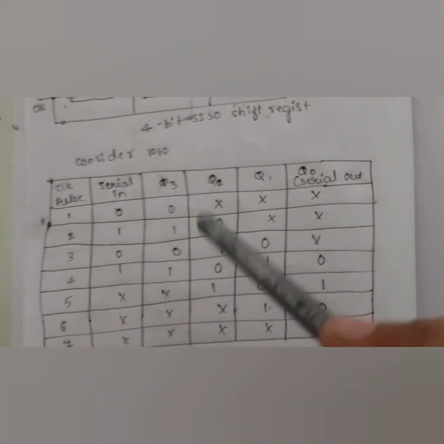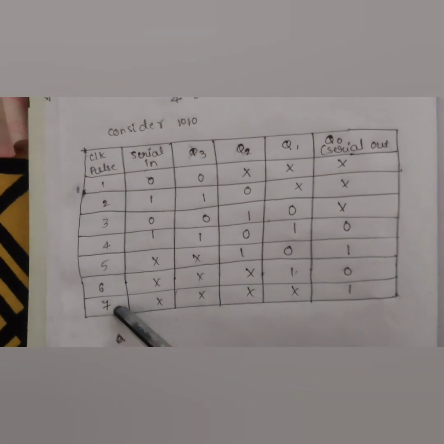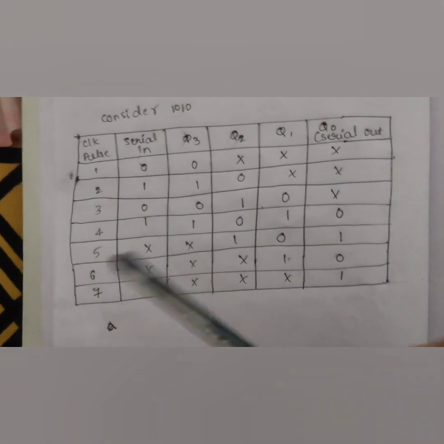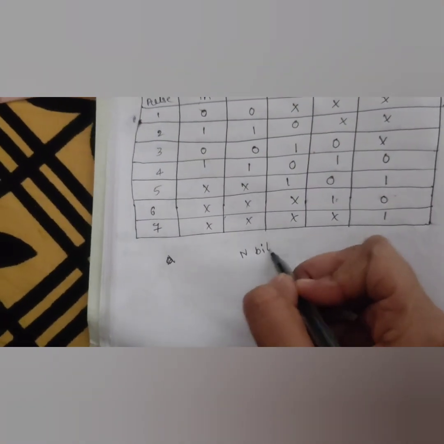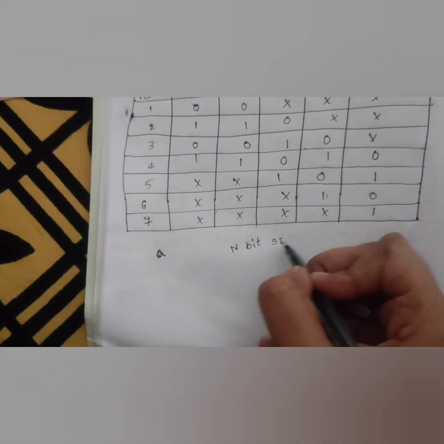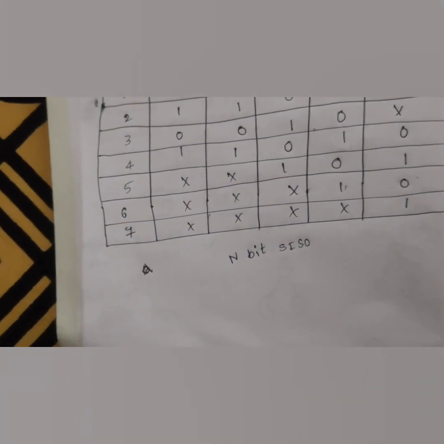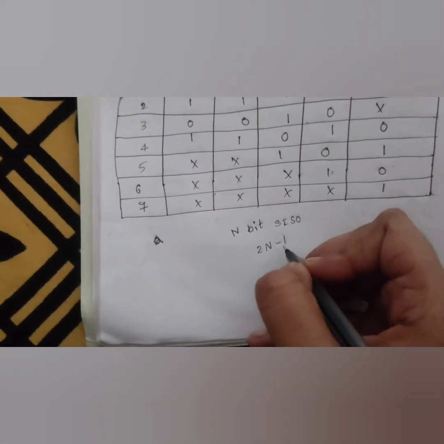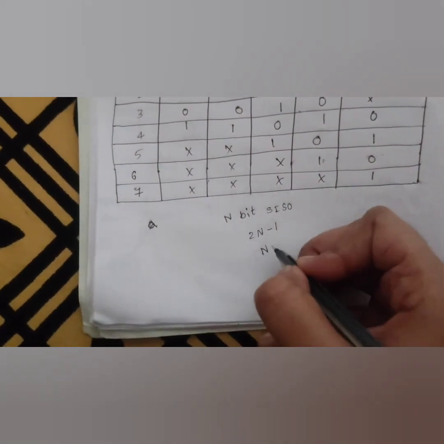Therefore, a 4-bit serial in, serial out shift register requires 7 clock pulses in order to produce the valid output. Similarly, an n-bit serial in, serial out register requires 2n minus 1 clock pulses in order to shift n bits of information.